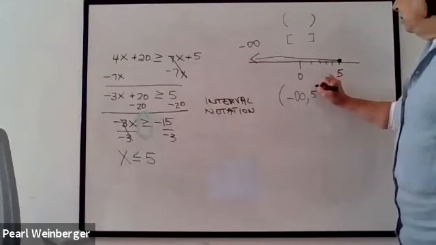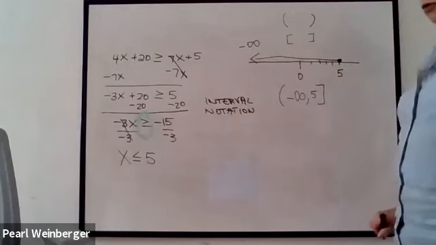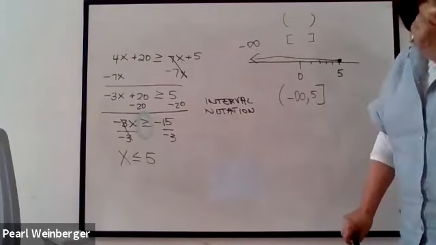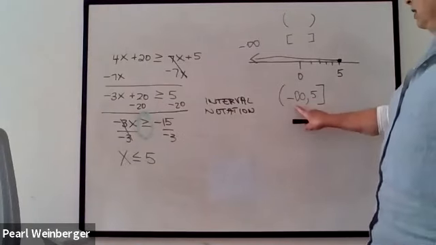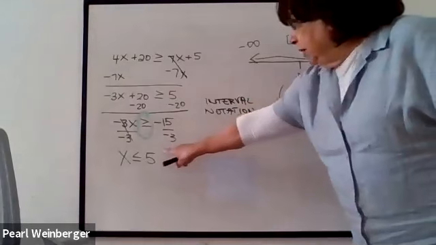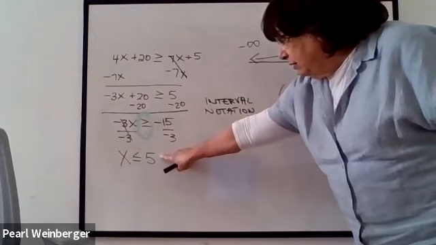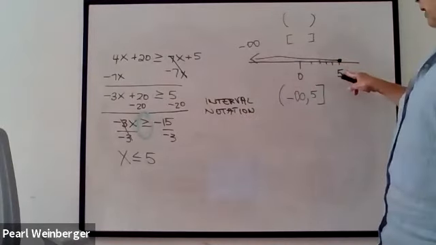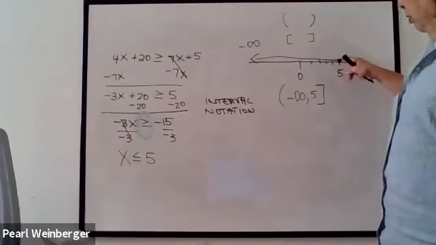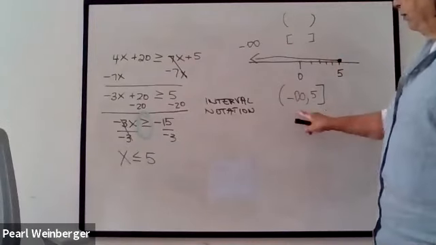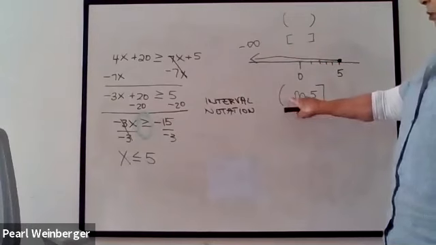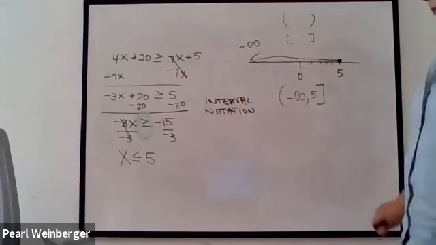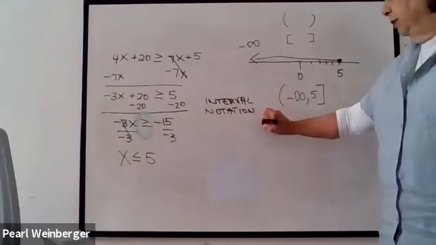A filled in number goes with a bracket. An open number goes with a parentheses. So this interval notation is giving me the same answer as this. X less than or equal to 5 is the same as the number line where you have a closed circle at 5 and an arrow going to the left, or the interval, which is going from negative infinity to 5.